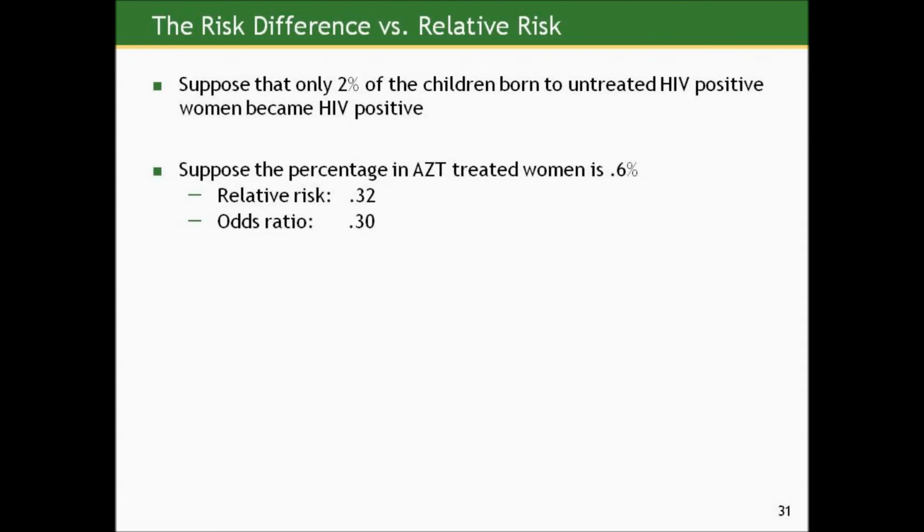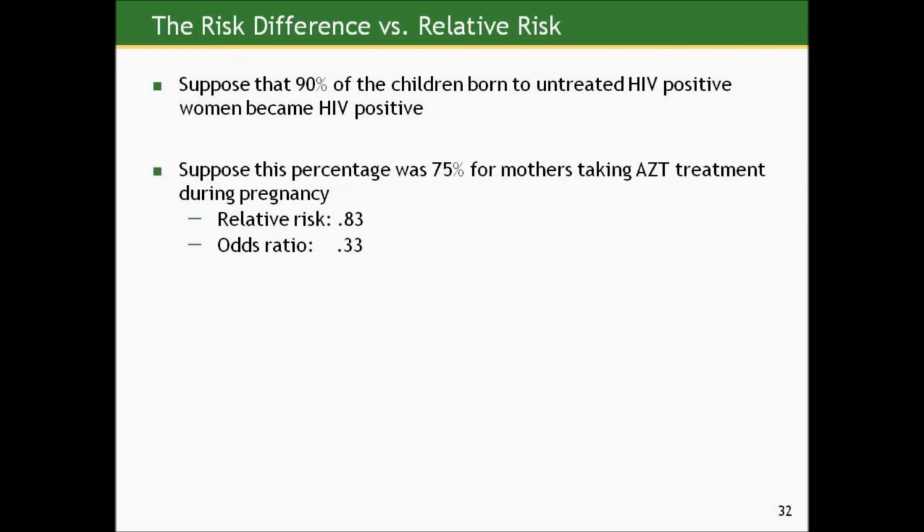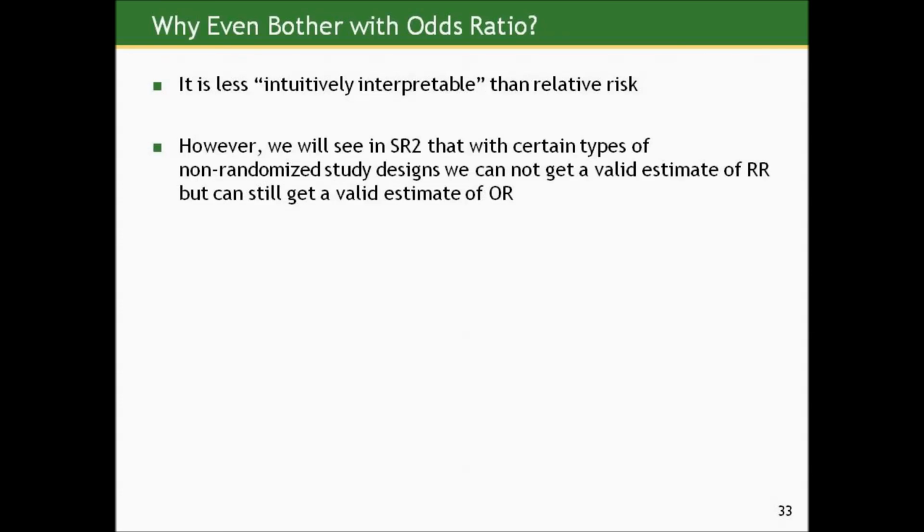Suppose that only 2% of the children born to untreated HIV-positive mothers became HIV positive. So we had lower underlying risk, hypothetically. And that the percentage in the AZT-treated women was that 0.6% we talked about before. Well, here the relative risk is again 0.32, and the odds ratio is a little bit closer numerically. It's 0.30. However, suppose we had the opposite situation. Suppose that 90% of the children born to untreated HIV-positive women became HIV positive, and this percentage was 75% for mothers taking the AZT treatment during pregnancy. Here the relative risk would be 0.83, but the odds ratio would be 0.33. Very different numerically, both indicating the same direction of association. They're not going to betray each other, but they aren't necessarily always numerically equivalent.